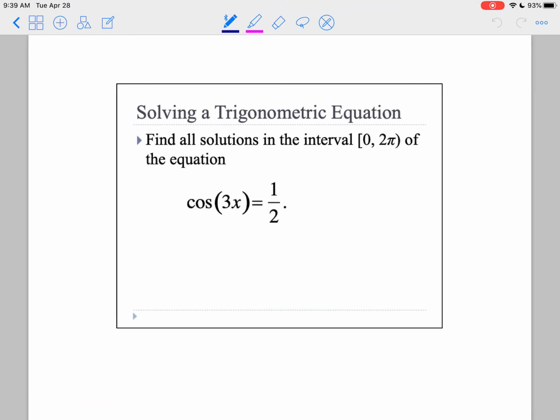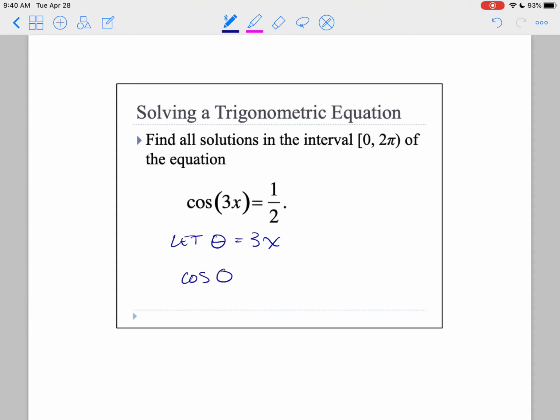with the 3 inside of cosine, my period is actually 3 times shorter than it was. So that means normally I'd have 2 solutions to this equation, but now I should have around 6, if not more. So let's go through this. Again, I'm going to let theta equal 3x.